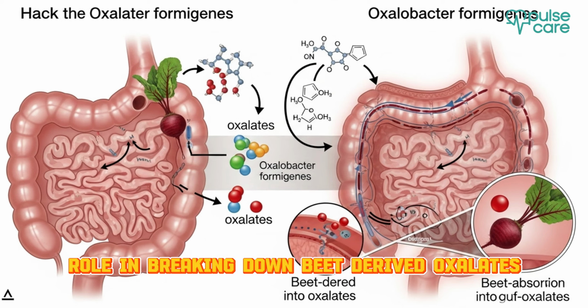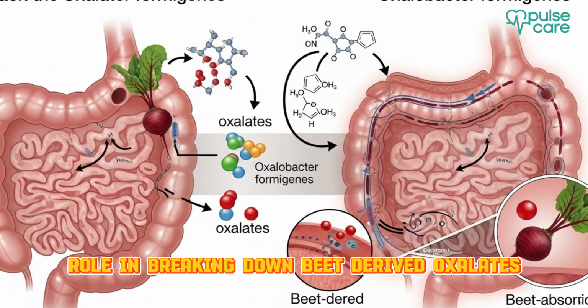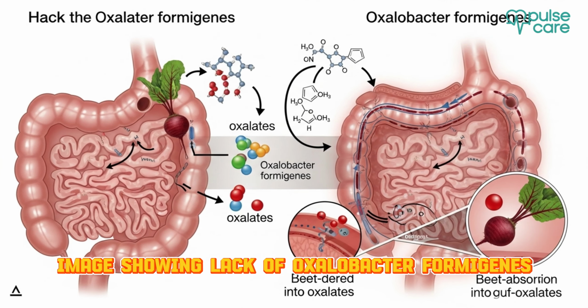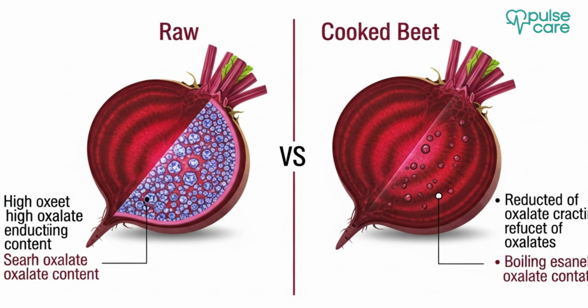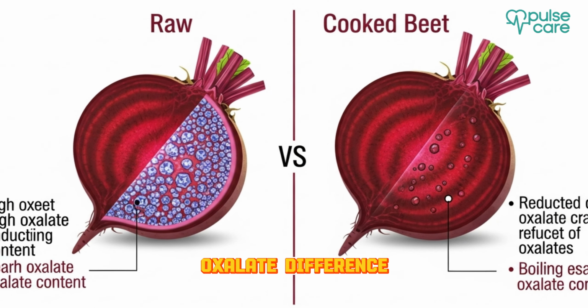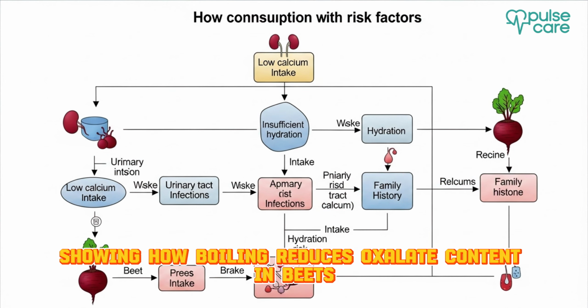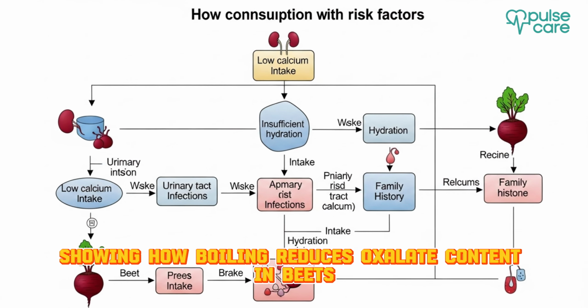Gut microbiome's role in breaking down beet-derived oxalates. Image showing lack of Oxalobacter formigenes leading to higher oxalate absorption. Visual comparison: raw beet versus cooked beet. Oxalate difference: infographic showing how boiling reduces oxalate content in beets.